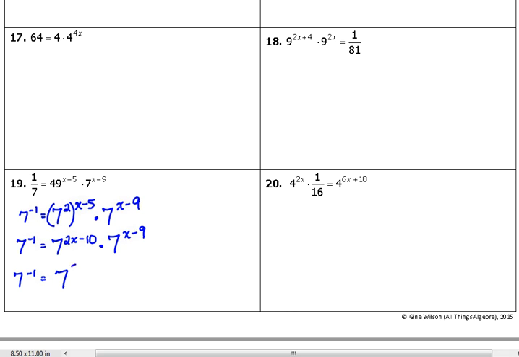So 2x plus x is 3x. Negative 10 plus negative 9 is negative 19. Then we can set those exponents equal to each other. Negative 1 is equal to 3x minus 19. Add 19 to both sides. 18 is equal to 3x. Divide by 3. 6 is equal to x.